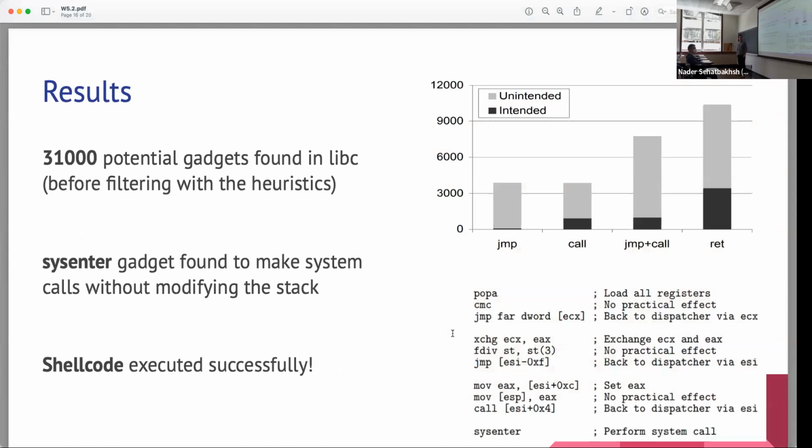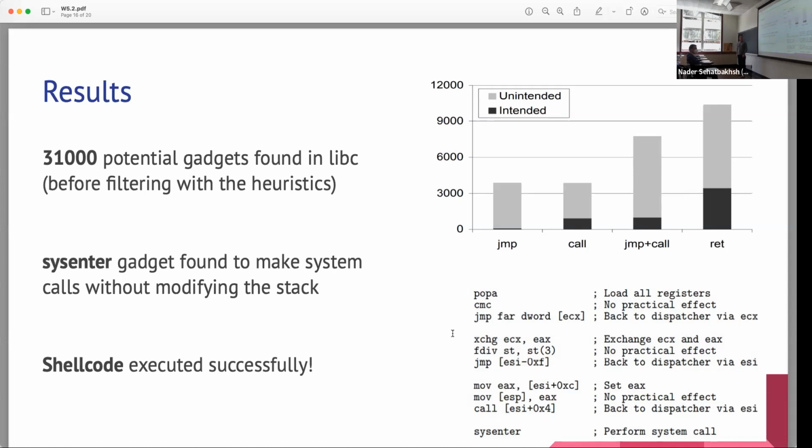The algorithm that they used found 31,000 potential gadgets in the C libraries, and this was before filtering with heuristics to find the best ones. More importantly, they found this sysenter gadget that can make system calls without modifying the stack. That achieves the purpose we initially intended, which is to essentially simulate a return-oriented programming attack without modifying the stack. Using the sysenter gadget, if you can set the registers a certain way, you can execute shellcode without ever pushing anything onto the stack or using the call queue or anything like that.